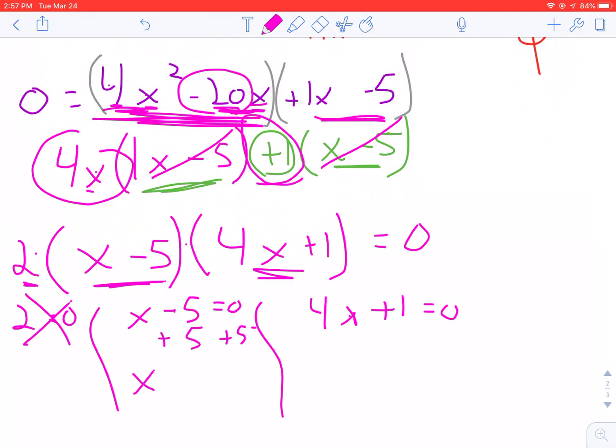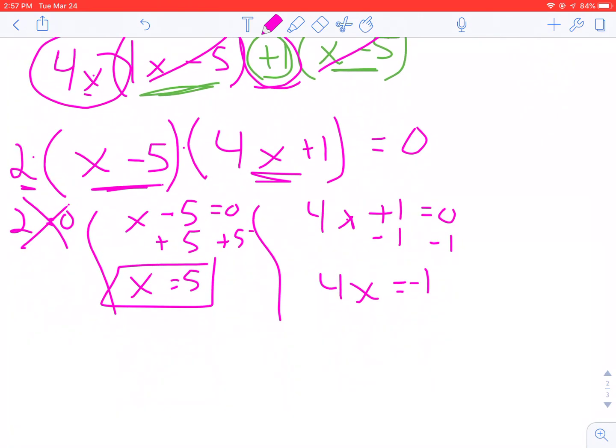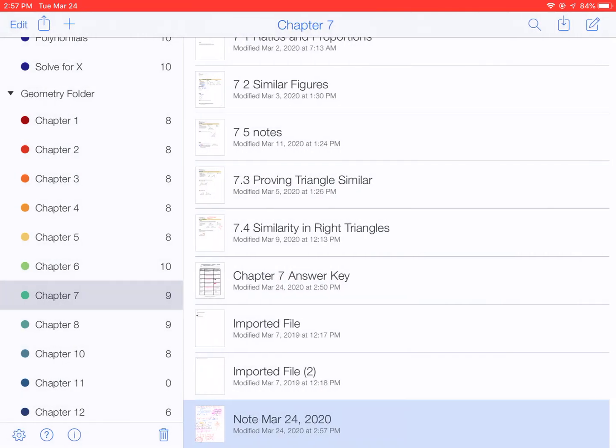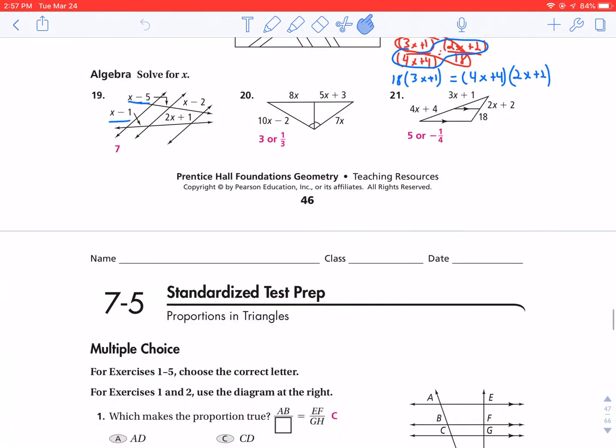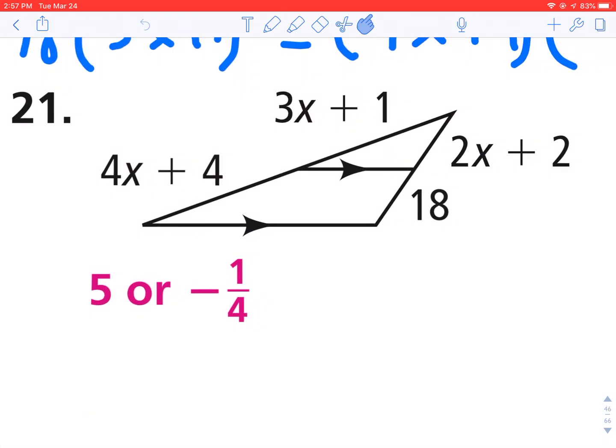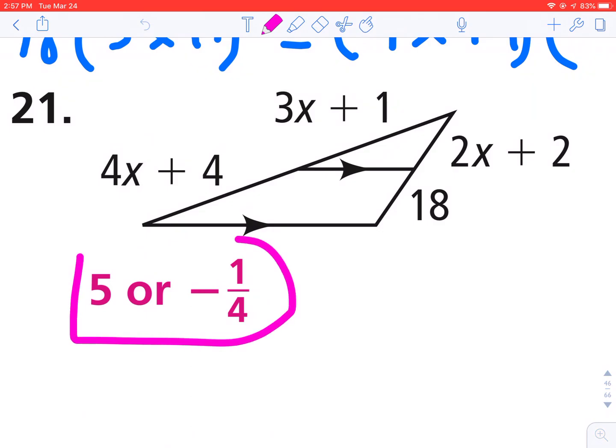Add 5 to both sides here, we get x equals 5. And this one is a 2-stepper. Minus 1 from both sides, we get 4x equals negative 1. Divide both sides by 4. X is equal to a negative 1/4. Now, I know in the last problem I said the x can't be negative. However, if we go back to the problem, the answer choice was a negative 1/4. Okay, so if you see on the answer, I think we're all in cahoots as to why 5 is the answer.